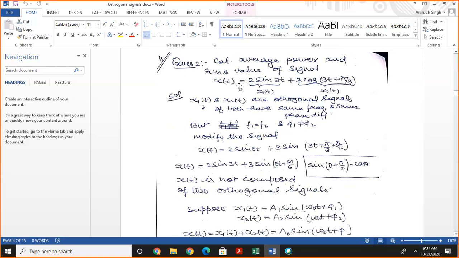Power of 2 sine 3 omega naught t plus 45. This is a sinusoidal signal, and for a sinusoidal signal, power is given by the square of the amplitude divided by 2. So here 2 square divided by 2, and in the other case 4 square divided by 2, which is equal to 10.